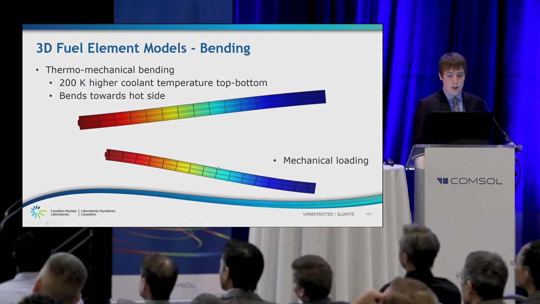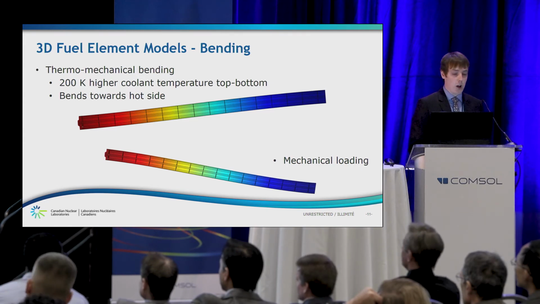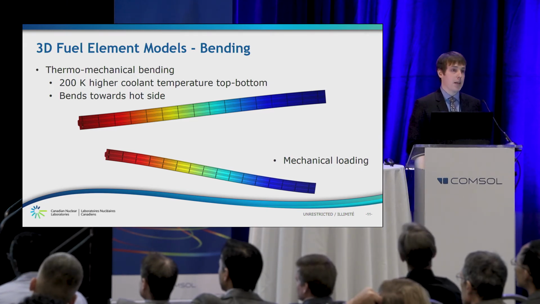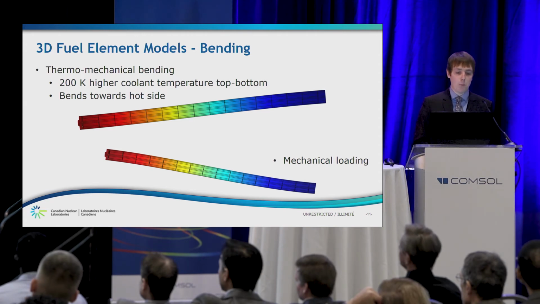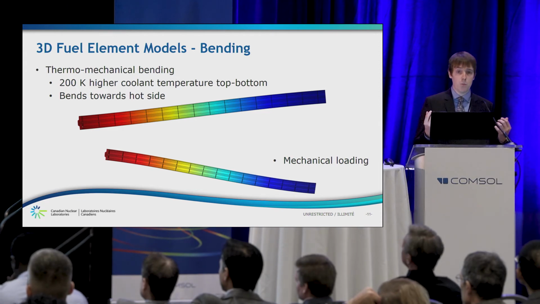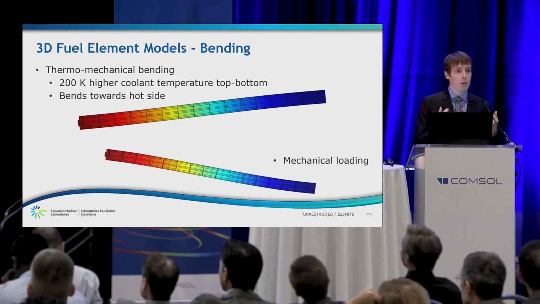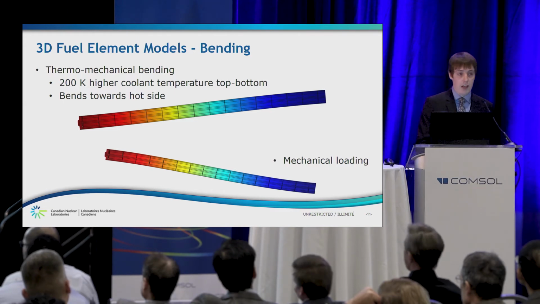And in the bottom figure, same model, but instead of applying a thermal gradient across the coolant, we actually just applied mechanical loading. So this is a very complicated compound beam structure because you have discrete pellets inside the tube. The pellets can move around, but will eventually lock, increasing the stiffness.